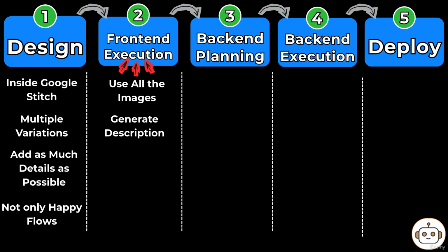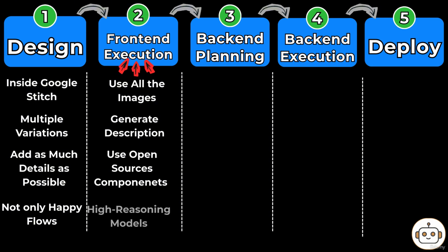Next, we'll turn this design into a plan, and we'll do it with open source components. For web, I usually go with Shadcn UI and Tailwind. For mobile, I go with React Native. The goal here is simple. Don't build everything from scratch. Reuse proven components, move faster, and keep the codebase consistent. Also, when you plan the front end, don't use a cheap model and hope for the best. This is where you want high reasoning models because planning decisions affect everything later. Use something like Claude Opus, Gemini Thinking, or GPT 5.2 high reasoning to generate a solid component map, routes, states, and edge cases before you write code.